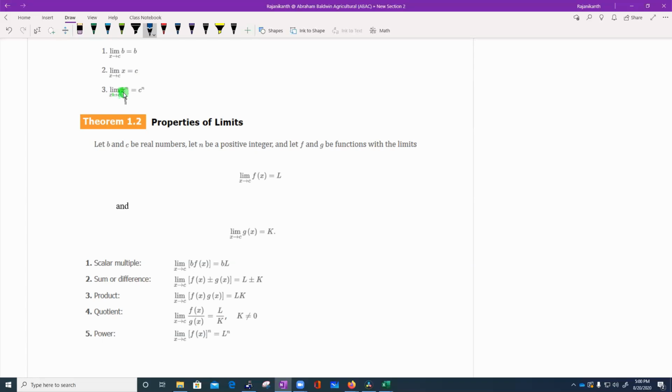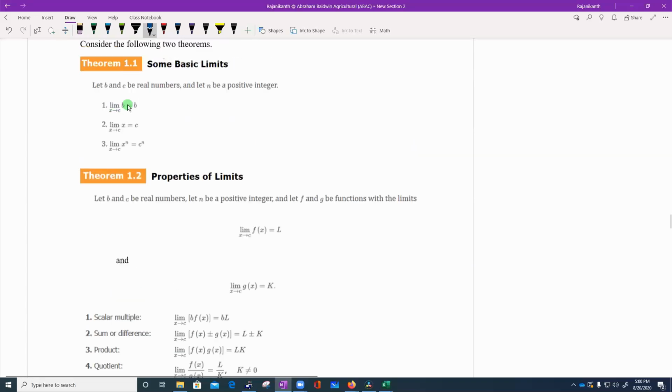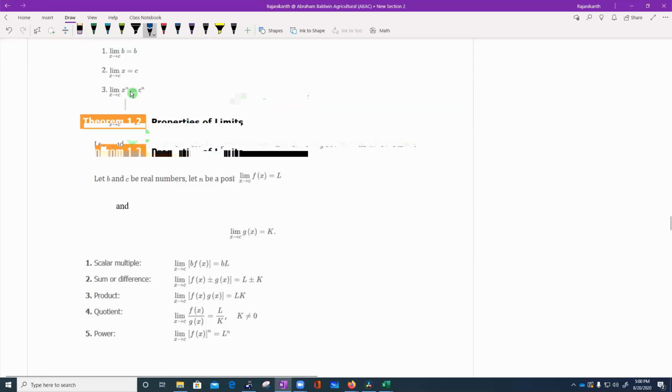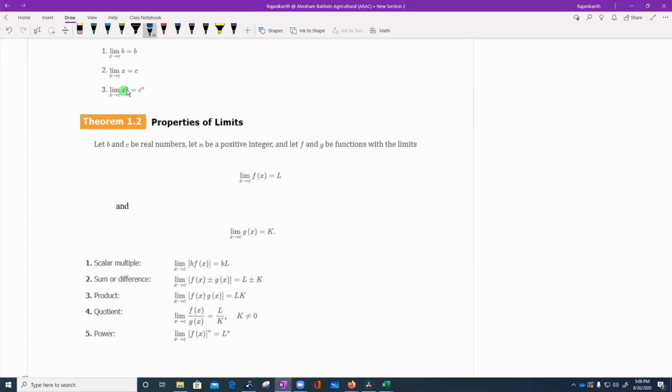Look at the third property. What is the limit of x to the power n? N could be any real number, right? N is any positive integer here in this case. If n is any positive integer, what is the limit of any number to the power of a positive integer? Simply plug the value in place of x. So if x goes to c, c to the power n is my answer. So, all three basic properties.